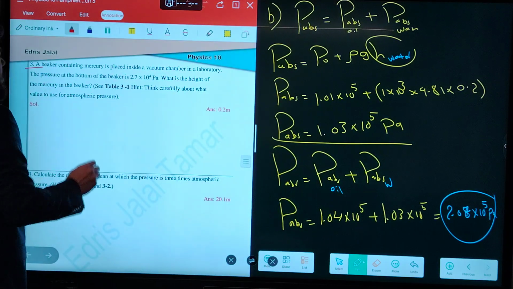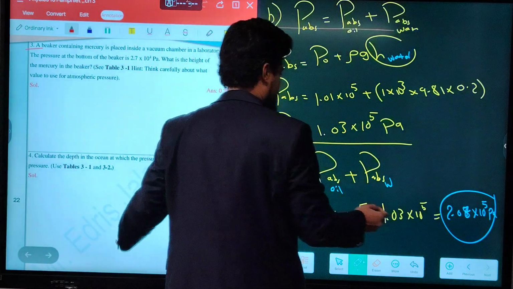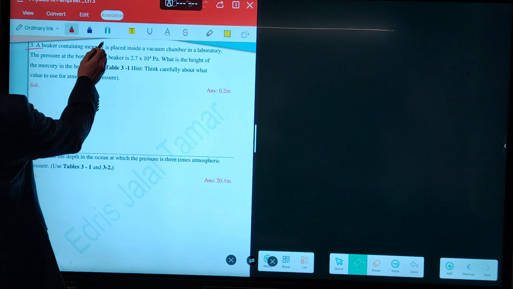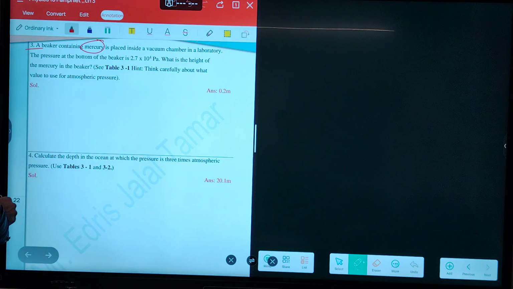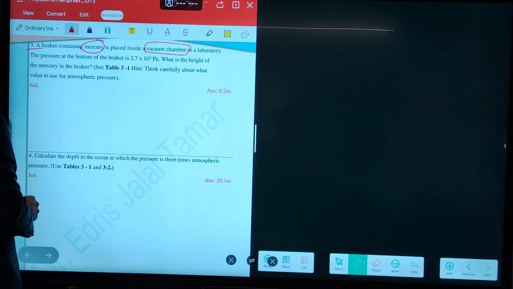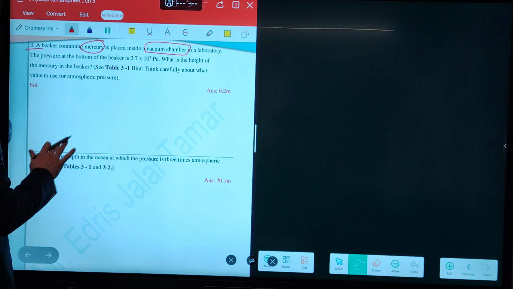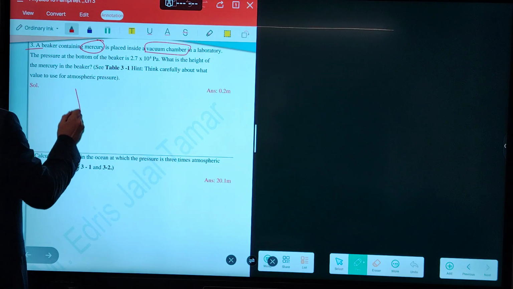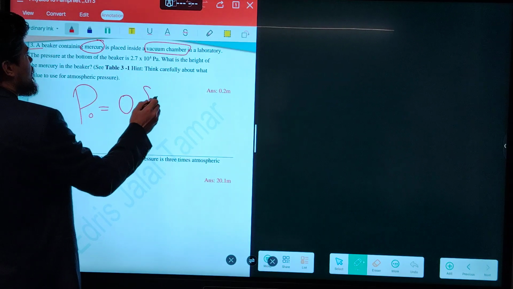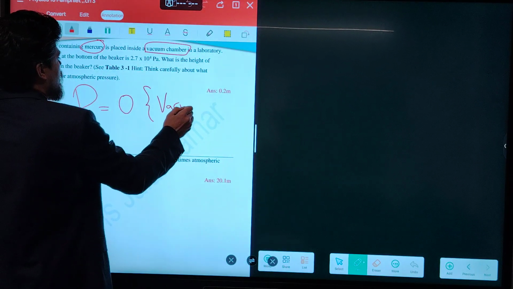Question 3, guys, look. A beaker containing mercury. What is the type of the fluid? Mercury is placed inside a vacuum chamber. Guys, be careful. In a vacuum chamber, atmospheric pressure is 0. When is absolute atmospheric pressure equal to 0? In a vacuum chamber.